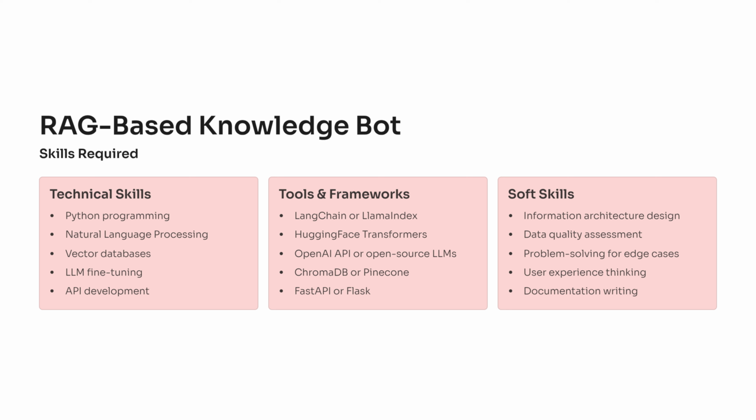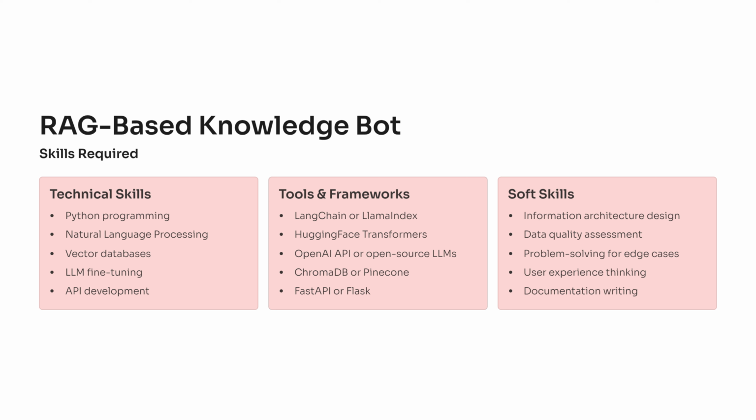To build a RAG-based knowledge bot, you need a solid mix of technical depth and practical engineering skill, and this combination is exactly what makes you stand out during placements. You start with Python NLP fundamentals and the ability to handle vector databases, because RAG systems depend on embeddings and fast semantic search. You also learn to fine-tune LLMs and build APIs, which makes your project production-ready.